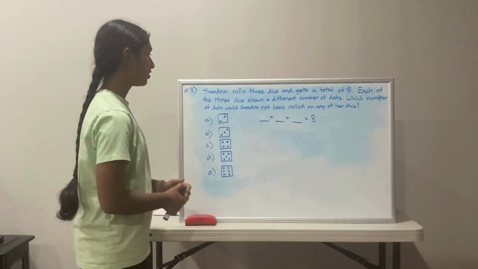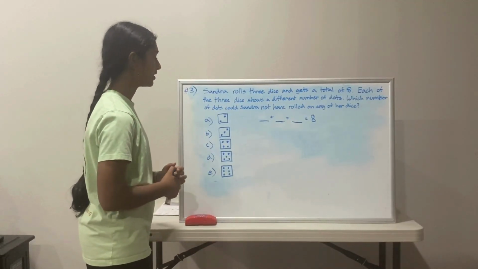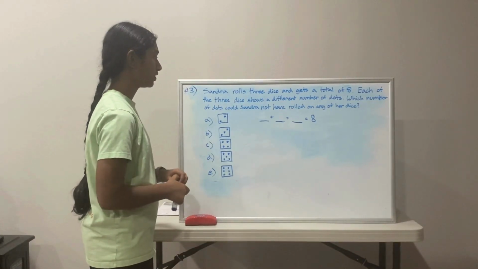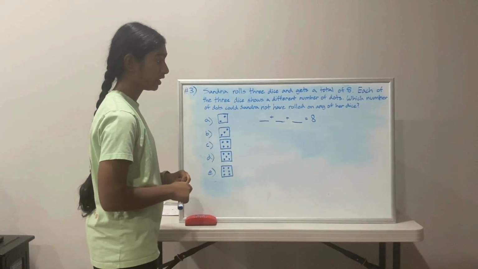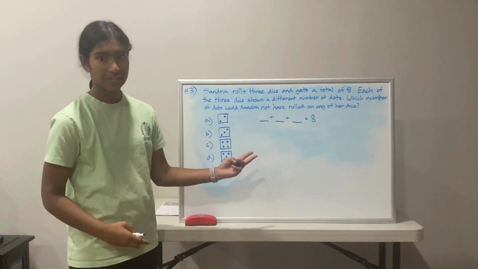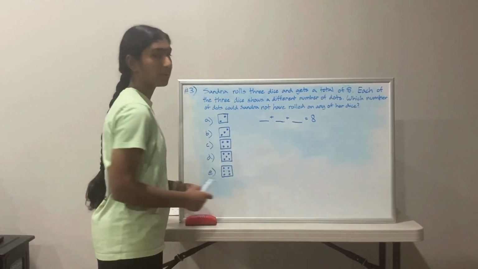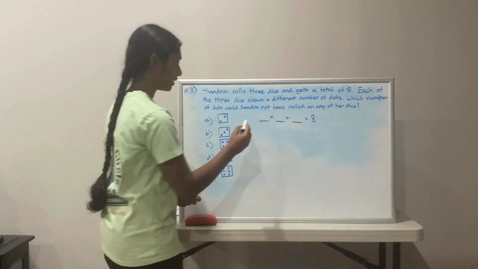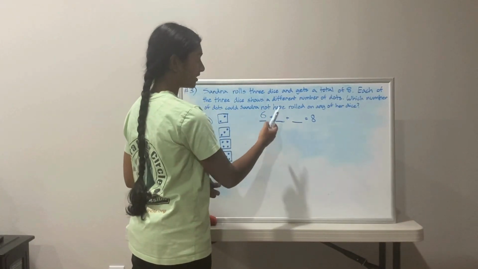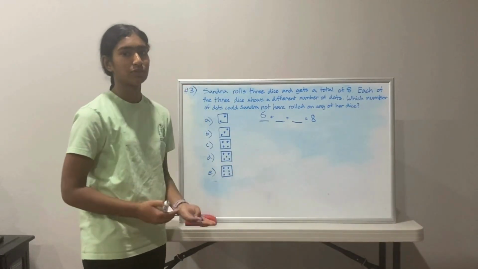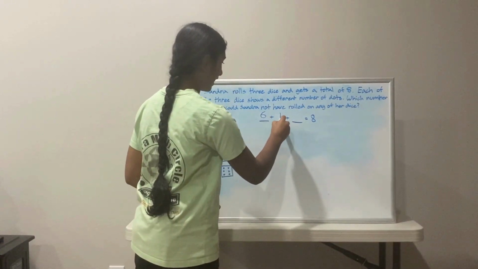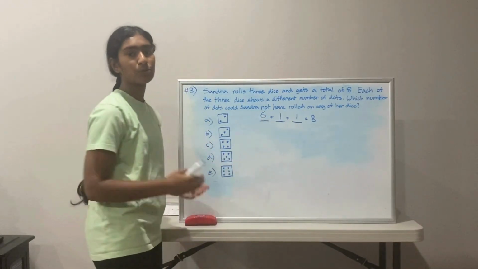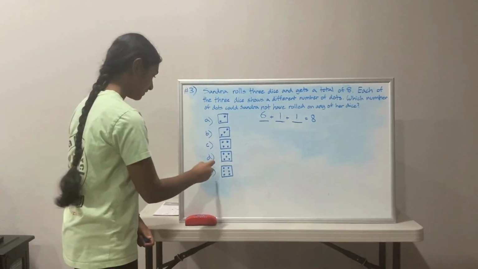Number 3. Sandra rolls 3 dice and gets a total of 8. Each of the 3 dice shows a different number of dots. Which number of dots could Sandra not have rolled on any of her dice? So she's rolling 3 dice and their sum is 8, but we can't have any repeats. So we try our greatest number, which is 6 for a dice, and that means the other 2 have to be 1 because there's no 0 in dice. And since there's repeating, we can't have 2 1s. 6 is the number we can't roll. So our answer is E.